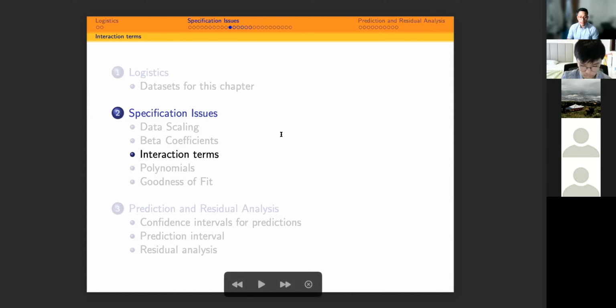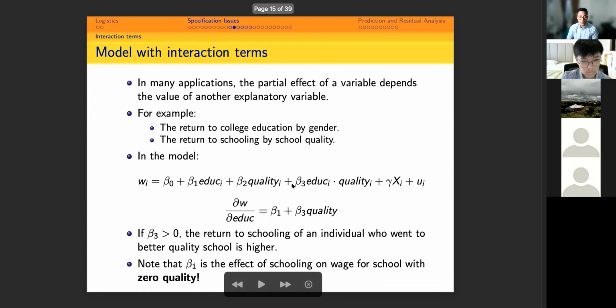All right, so let's start with the first discussion. In many applications, the partial effect of a variable depends on the value of another explanatory variable. Okay, so for example, when we estimate the return to college education. So what is the return to college education? In the data, the majority of individuals in a particular country, for example, in Indonesia, hold a high school diploma. Okay, so basically they graduate from high school.